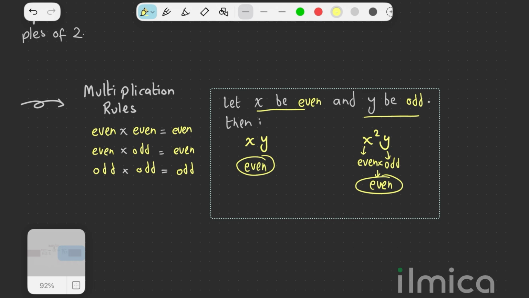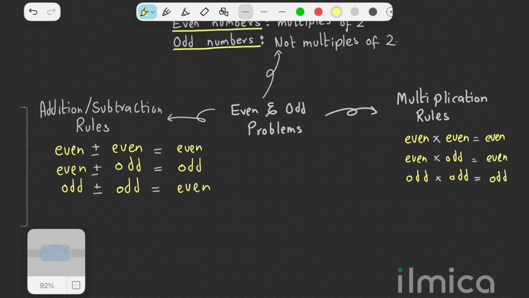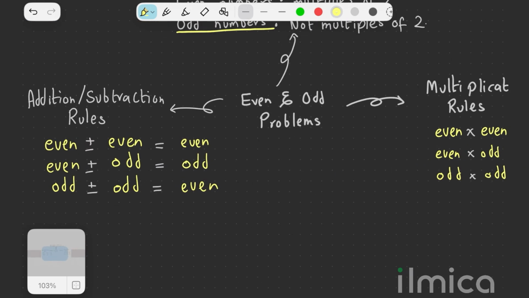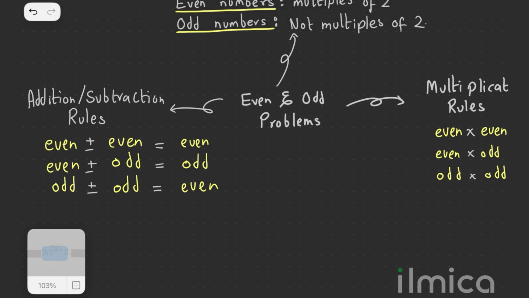Now that's the multiplication rules. But what about the addition rules? Well, addition rules are again quite similar. If we add or subtract an even number with another even number, we get an even number. If we add or subtract an even with an odd number, we get an odd number. And if we add or subtract an odd number with another odd number, we get an even number.